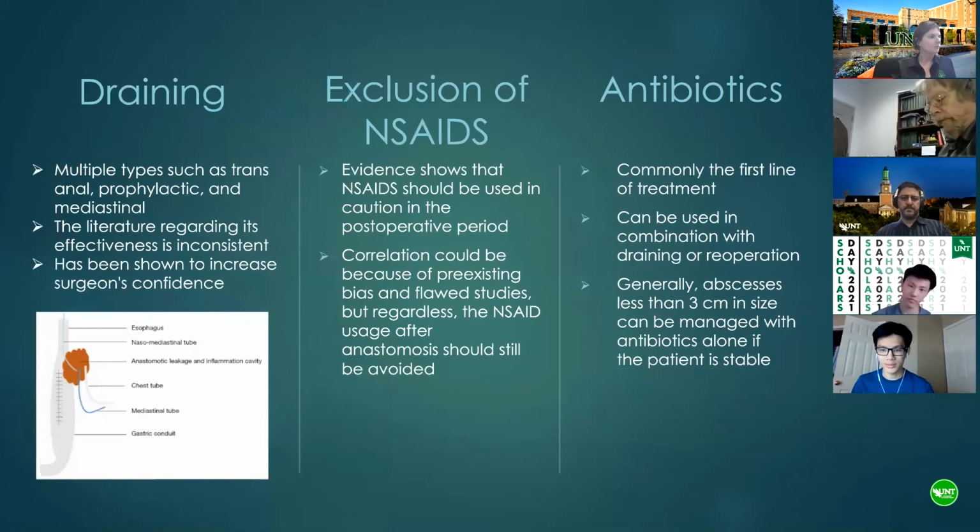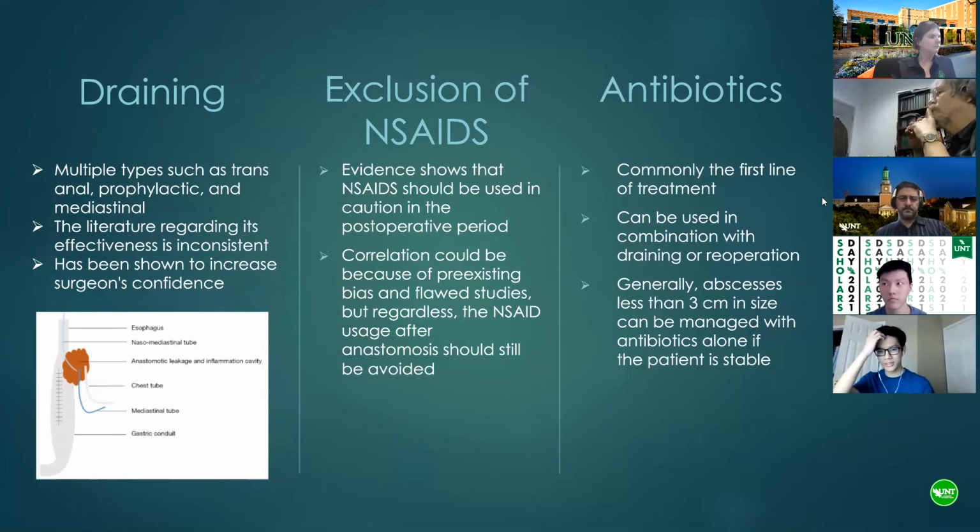Firstly, antibiotics are usually used in combination with draining or reoperation. They're commonly the first line of treatment, and generally leakages of less than 3 centimeters can be managed with antibiotics alone. Draining: the literature regarding draining is pretty inconsistent, but it has been shown to increase surgeon's confidence.